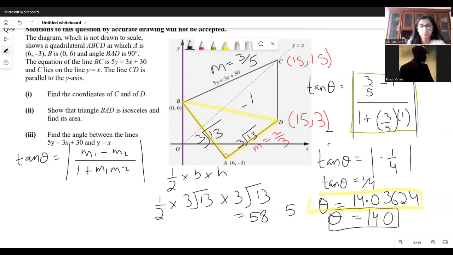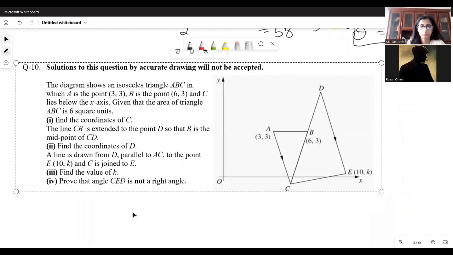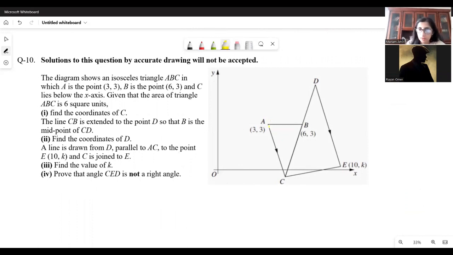Question 10. The diagram shows an isosceles triangle ABC. Isosceles means that in triangle ABC, this length and this length are going to be equal. A and B have these coordinates. C lies below the x-axis. Given that the area of this triangle is 6, so we're given the area of this triangle, it's 6. Find the coordinates of C.